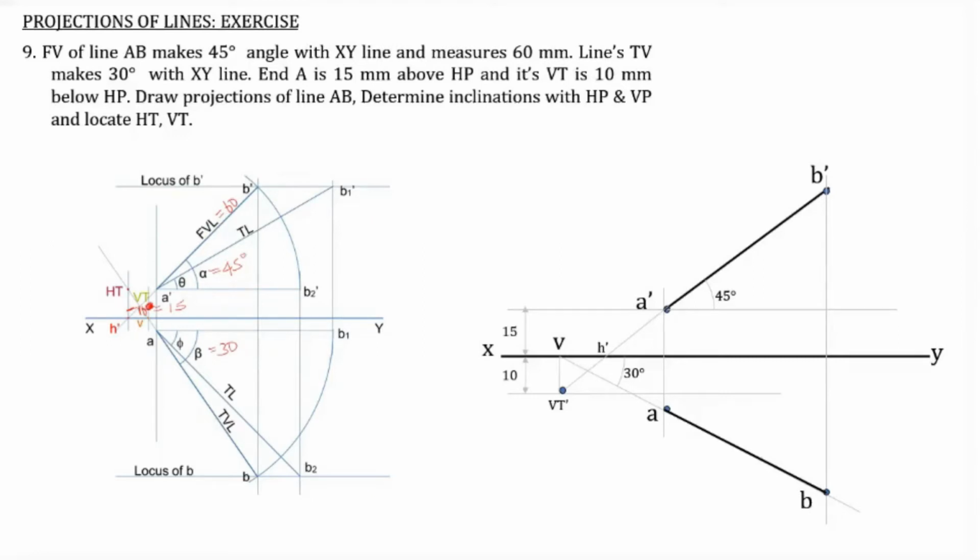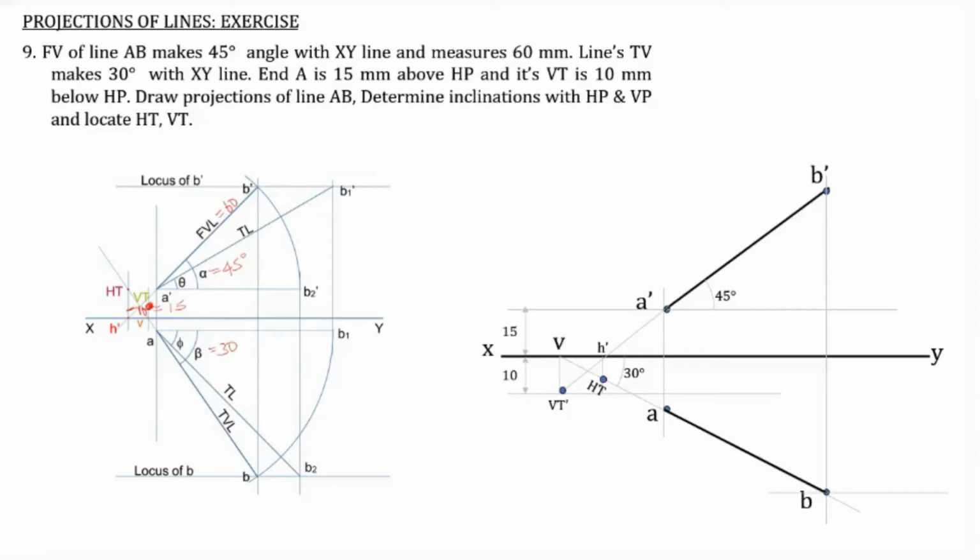Now we know how to find out the true inclinations as well as true dimensions, I mean true inclination with HP and the true length. So in order to draw the projections, determine the inclinations with HP and VP. In order to get the HT, this is H dash. From H dash we draw a vertical line, and the point of intersection of the front view, or the extension of front view, with the projector through H dash, that is this point. This point is HT.